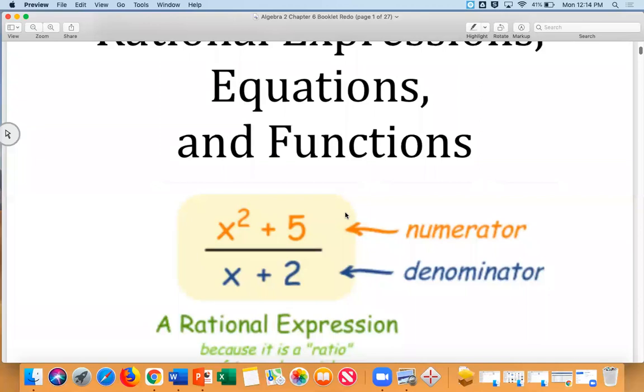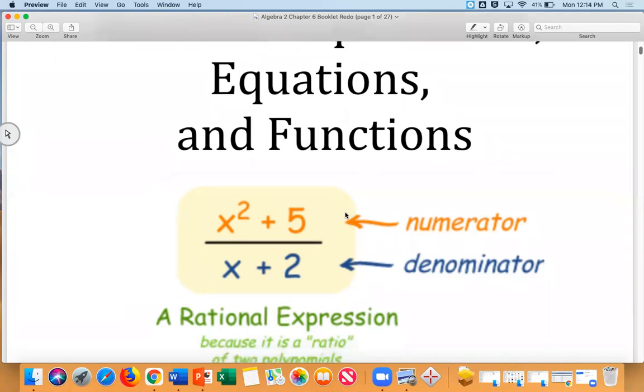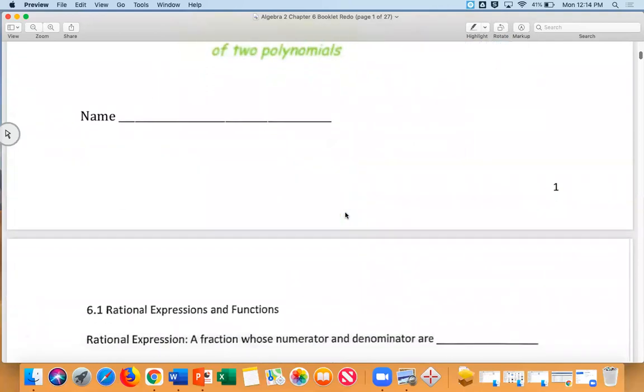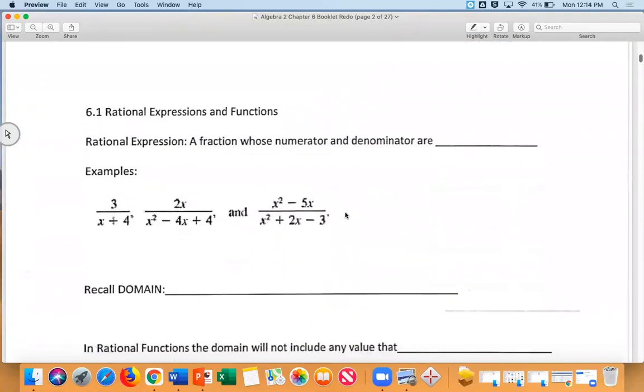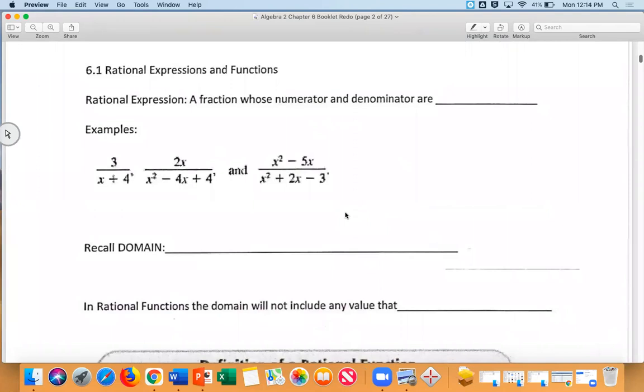So remember, I think it was chapter 3, we were talking about the graphs and the domain and range. All right, that's going to come into play here. We're going to talk about factoring. That's going to come into play. Okay, so let's start with 6.1, rational expressions and functions.